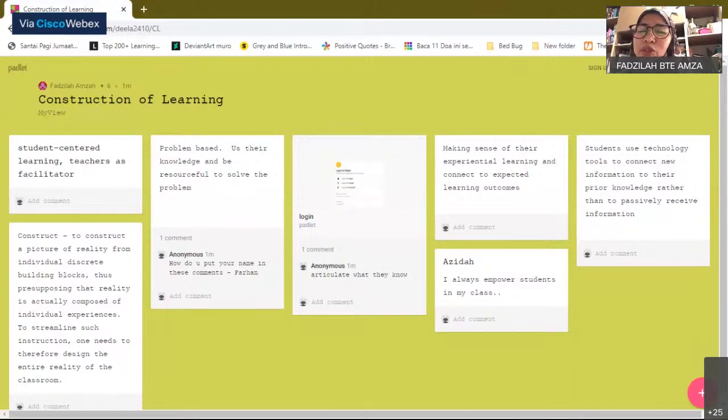How do you help your student to construct their knowledge, Prof? Okay, sorry, I'm using this iPad. Padlet, I do not know how to put my name there, but I need to learn from Azida. But anyway, problem-based learning is one way that we can perhaps make full use of this theory, I feel.